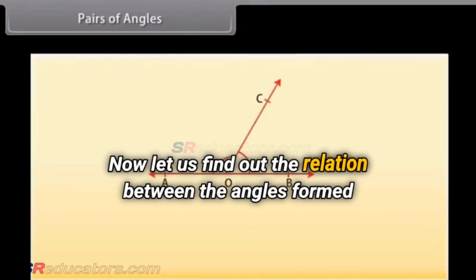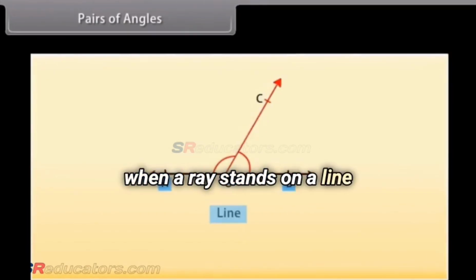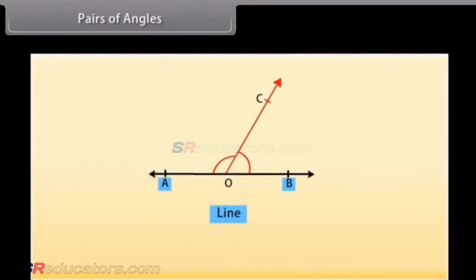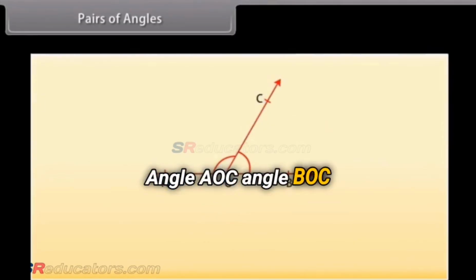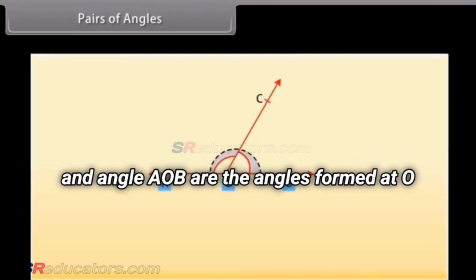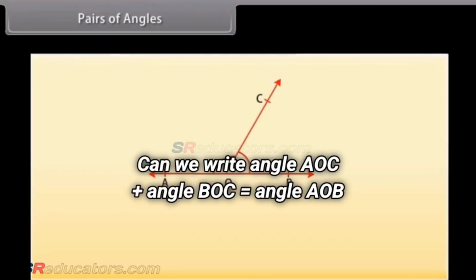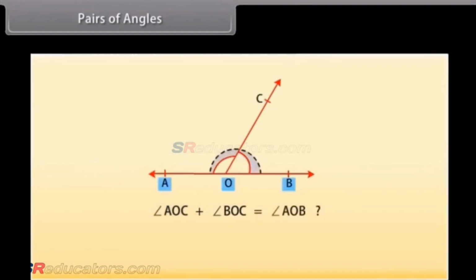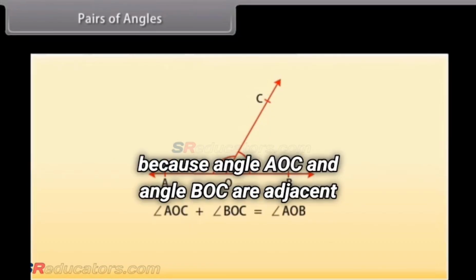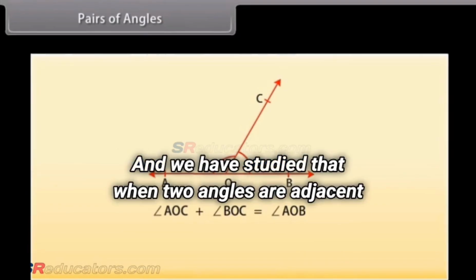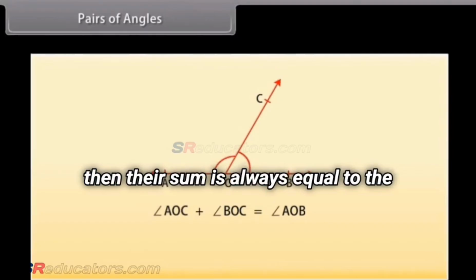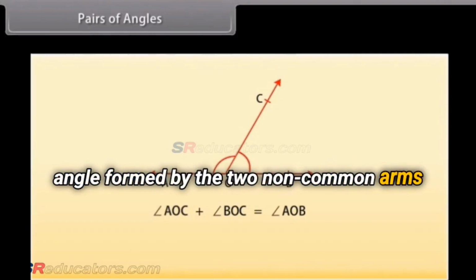Now let us find out the relation between the angles formed when a ray stands on a line. Look at this figure. Here AB is the line and OC is the ray. Angle AOC, angle BOC and angle AOB are the angles formed at O. Can we write angle AOC plus angle BOC is equal to angle AOB? Yes, because angle AOC and angle BOC are adjacent and angle AOB is the angle formed by the two non-common arms, and we have studied that when two angles are adjacent, then their sum is always equal to the angle formed by the two non-common arms.